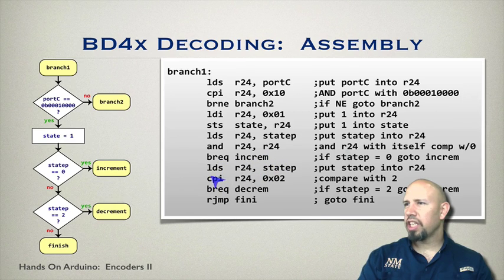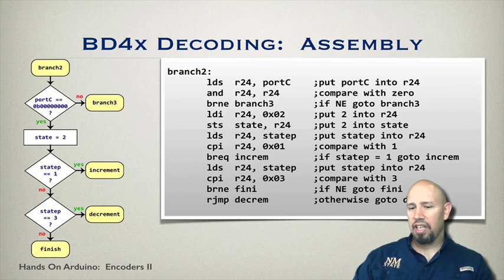If it's not 0, it'll continue on, in which case it puts the past state into register 24, and it compares with the value 2. It's going to see if the past state was 2. If it is 2, then it's going to go decrement. Otherwise, it's going to go to finish. So this is very similar to what we had in branch 0. So this is branch 1.